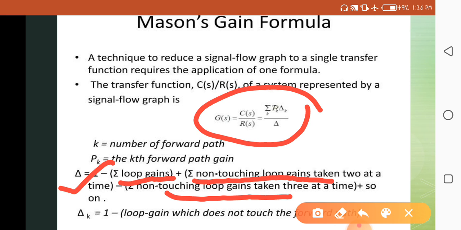So we can say that a signal flow graph is used to reduce the disadvantages of the block diagram technique and calculate the transfer function easily by a single graph.